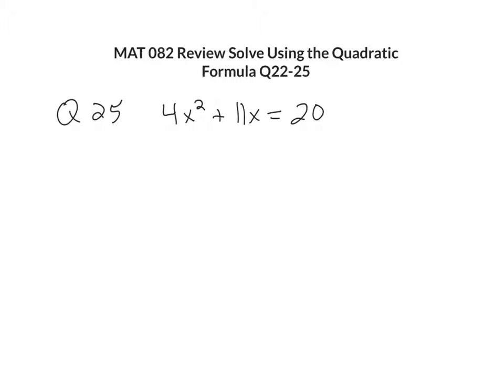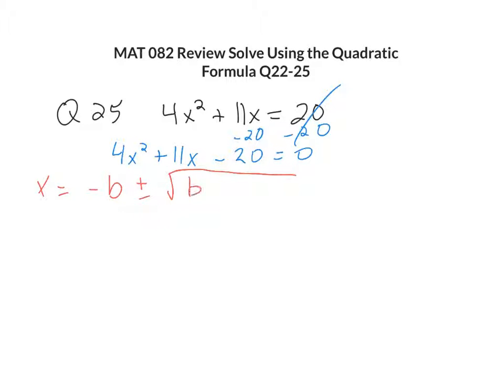All right, this is my last example of the quadratic formula. So it's not ready to use yet because 20 is on its side by itself, so we have to subtract 20 to get rid of it over here. So we end up with 4x squared plus 11x minus 20 equals 0. Now we're ready for that quadratic formula. X equals negative b plus or minus the square root of b squared minus 4ac, all over 2a.